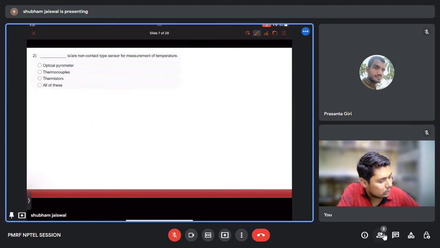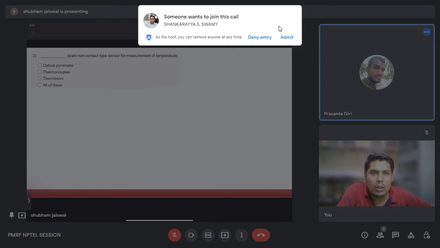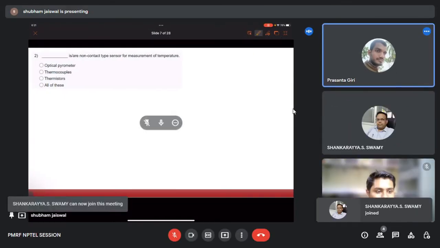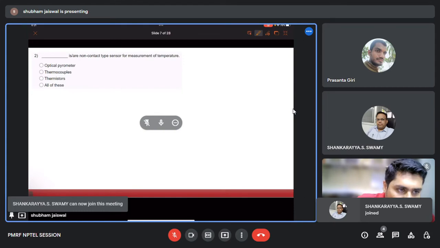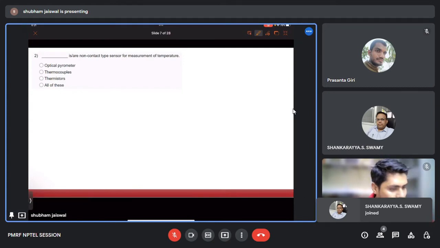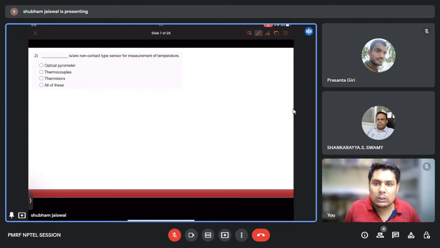Moving to the second question. These are the non-contact type sensor for measurement of temperature: optical pyrometer, thermocouple, thermistor, all of these. Optical pyrometer. Yes, you are right, Mr. Prashanta. Among these options, the optical pyrometer is the only non-contact type sensor for measurement of temperature.